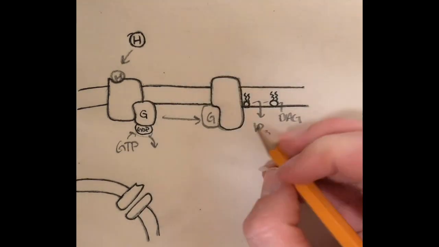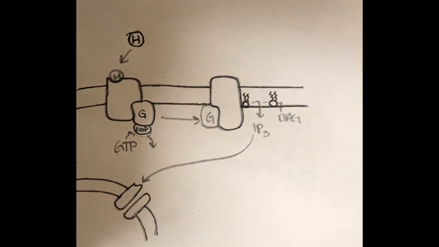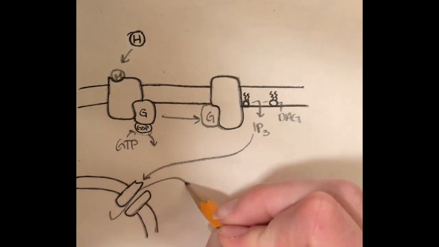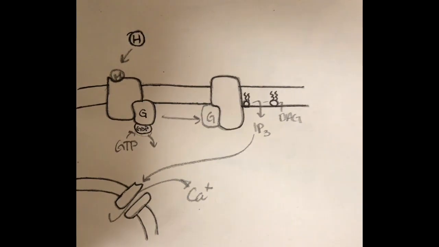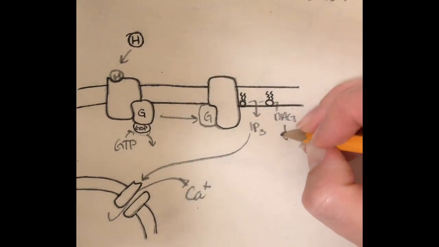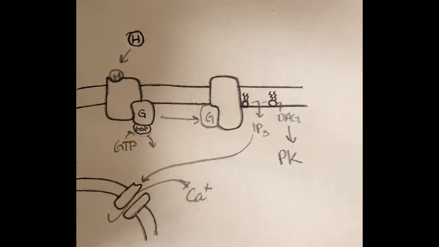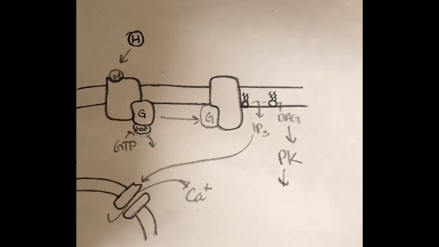The IP3 then goes and binds to receptors on the endoplasmic reticulum, which opens up calcium channels, allowing an influx of calcium ions into the cytosol, which then can act as another second messenger. The DAG goes on to activate protein kinases, which can then lead to a cellular response, as can the calcium.